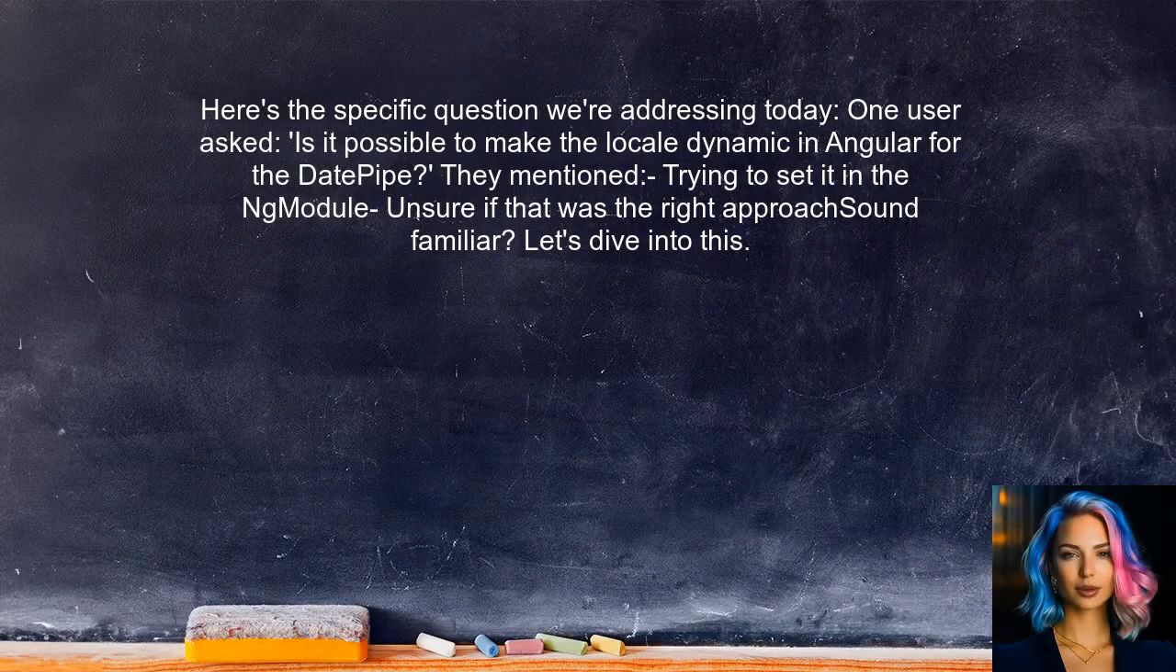Here's the specific question we're addressing today. One user asked, is it possible to make the locale dynamic in Angular for the DatePipe? They mentioned trying to set it in the ng module, but were unsure if that was the right approach. Sound familiar? Let's dive into this.